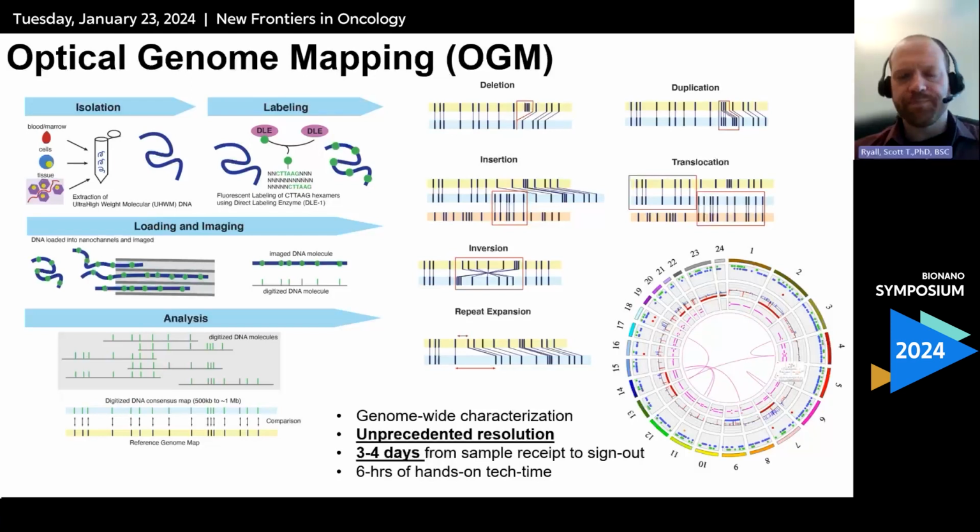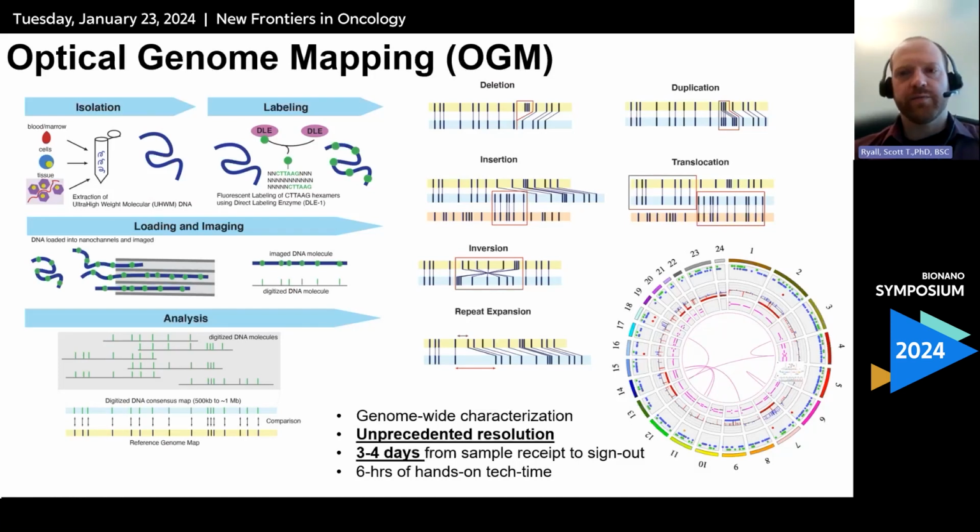The other thing I just want to emphasize is that, as I mentioned earlier with karyotype, there are relative issues in terms of resolution limitations. However, for optical genome mapping, that's not the case. We get unprecedented levels of resolution down to about 500 base pairs. So, really, really powerful technique.